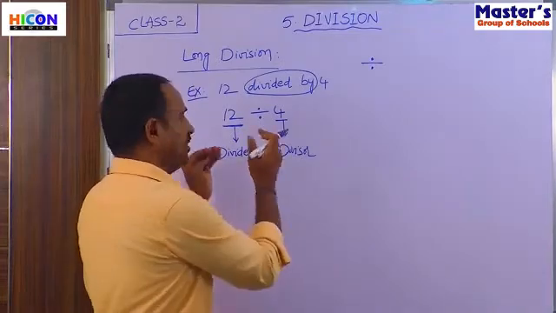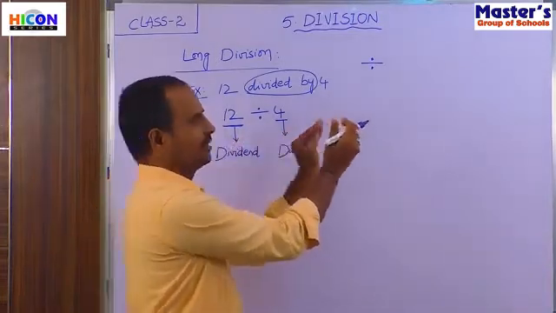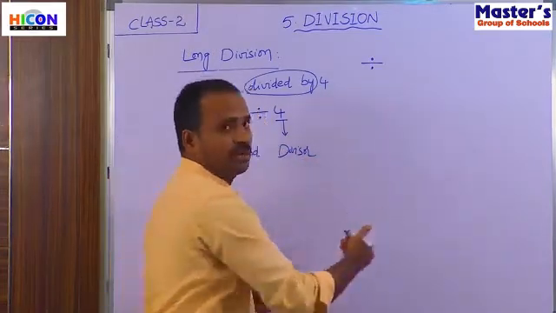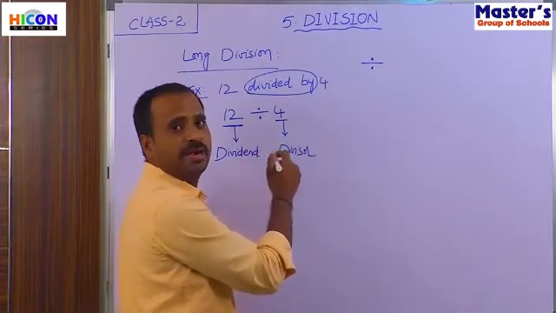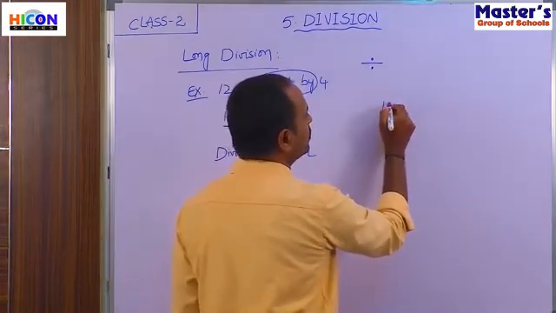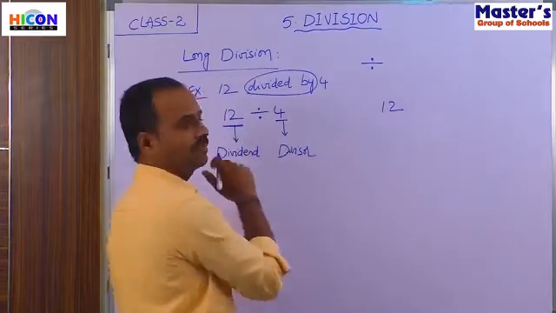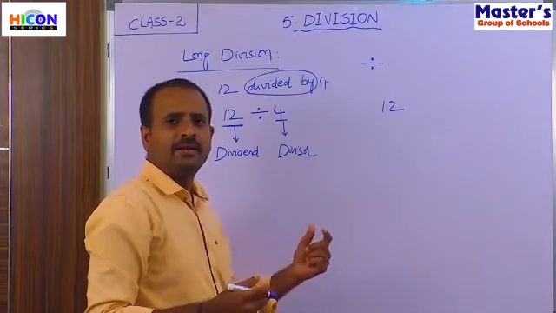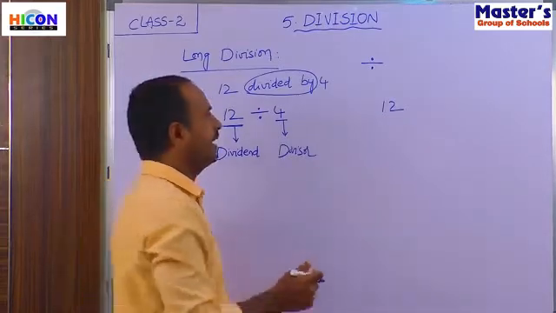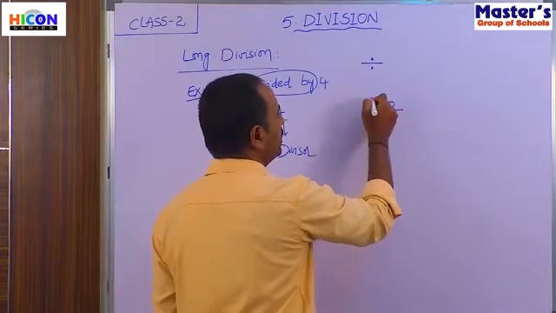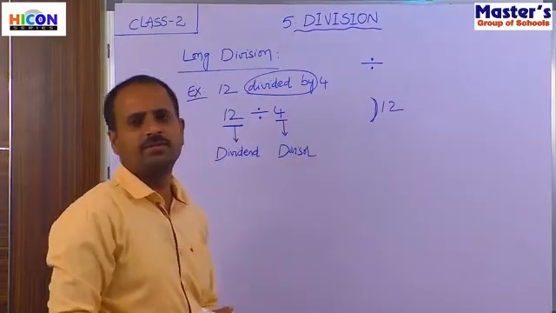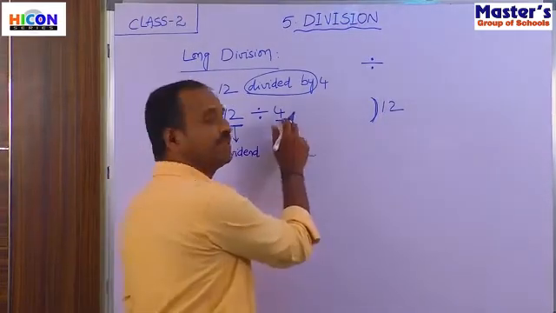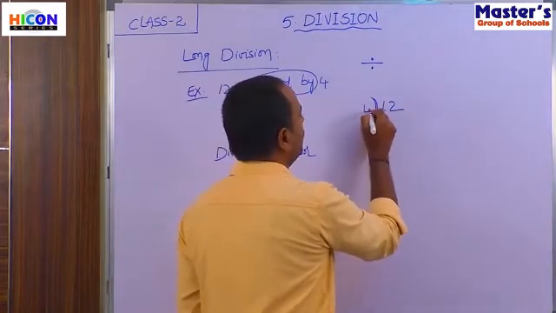Now, let us see how to arrange these two numbers in the long division method. First write the dividend in the middle. What is the dividend here? 12. So first write the dividend and next put a bracket at its left side. Children, now we have put a bracket at its left side. And write the divisor inside the left side bracket. What is the divisor here? 4. So write 4 in the left side bracket.